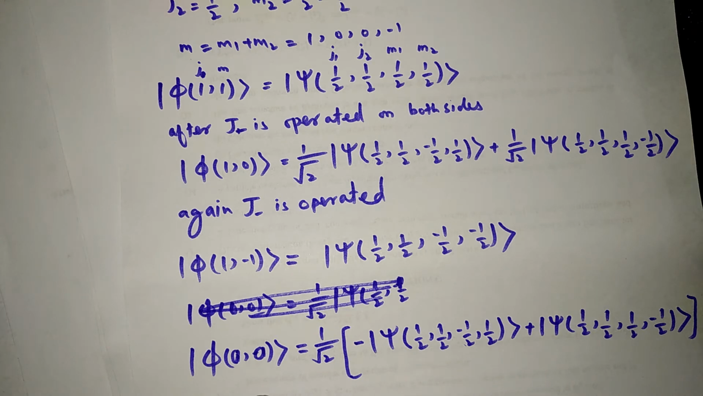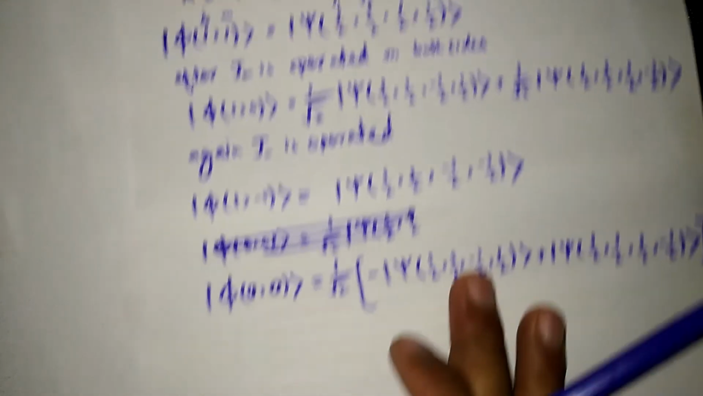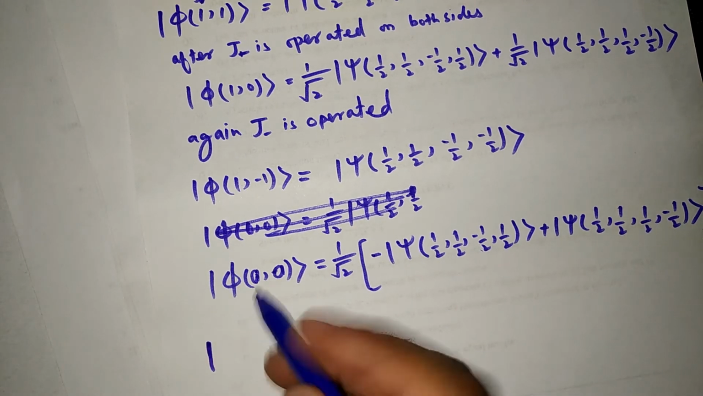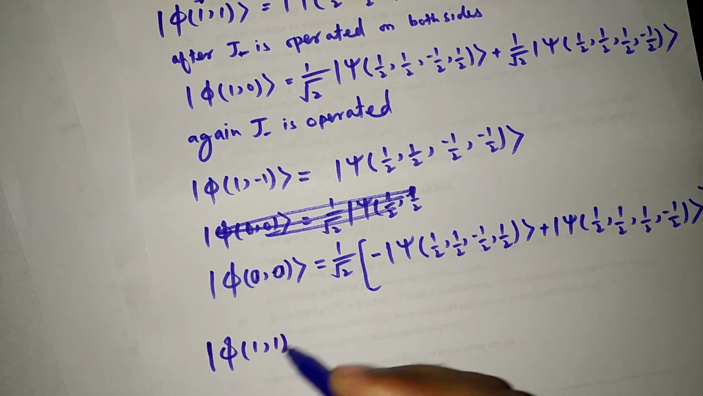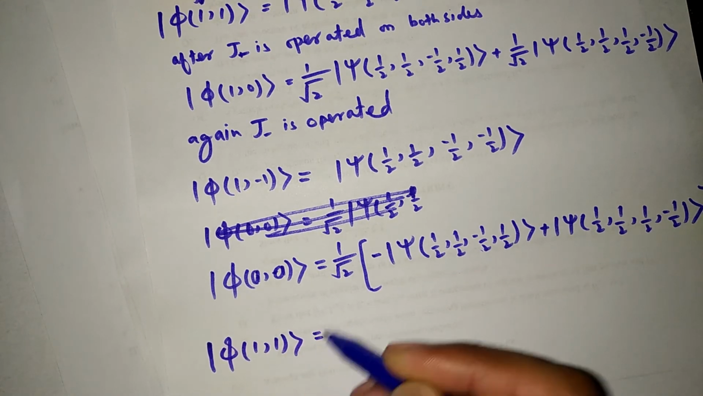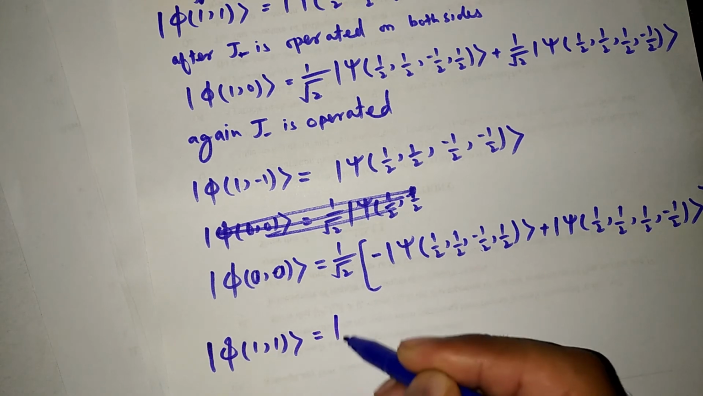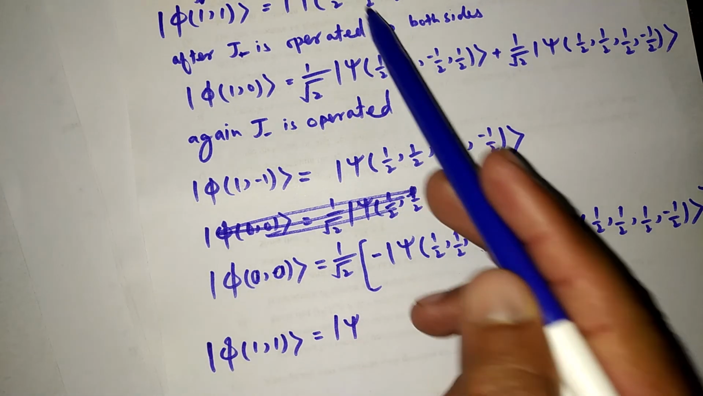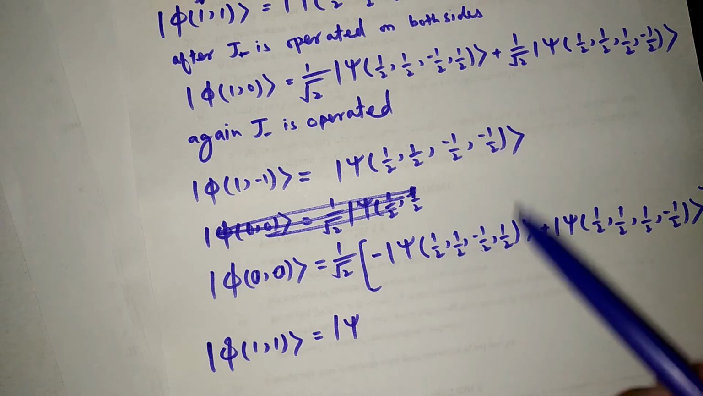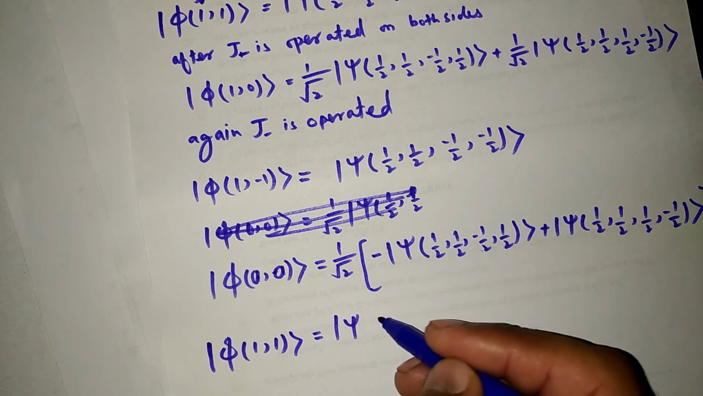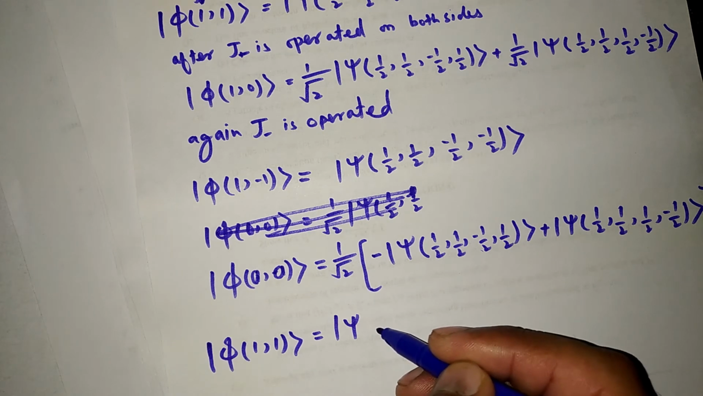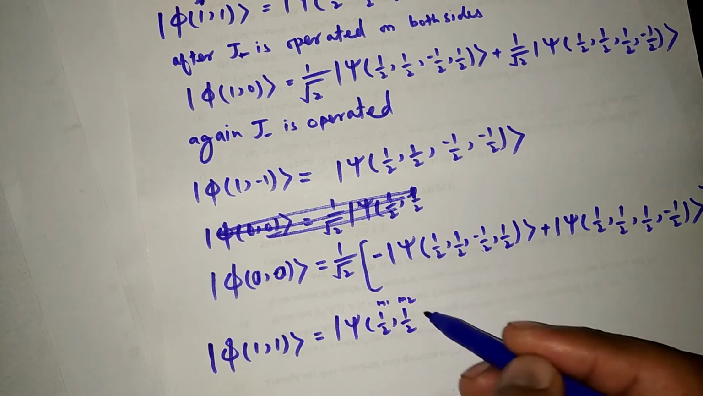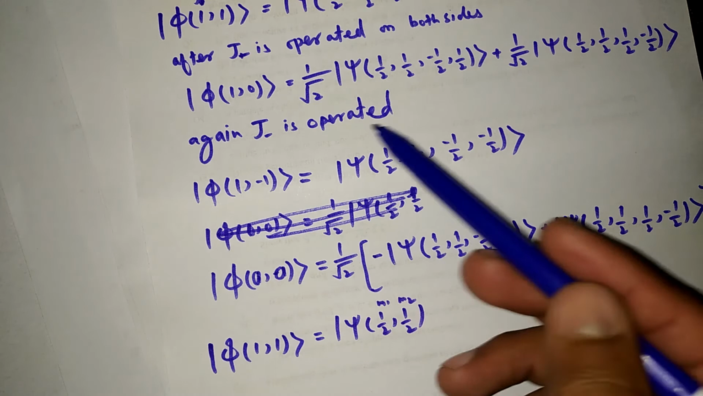So finally, when I write these four states in order, phi 1 1 is associated with the psi function psi half half. As J1 and J2 are common in all these states, I'm not writing them. I will only write the M1 and M2 values, and note that J1 and J2 are present in all these states.